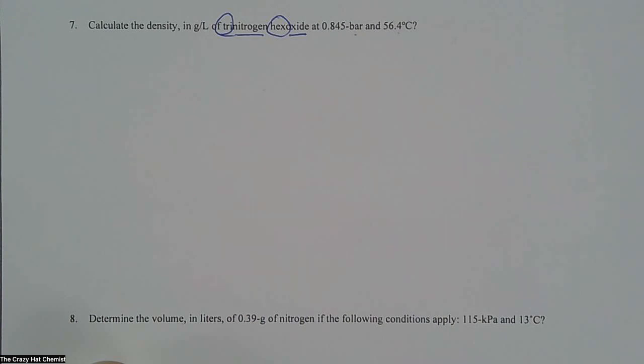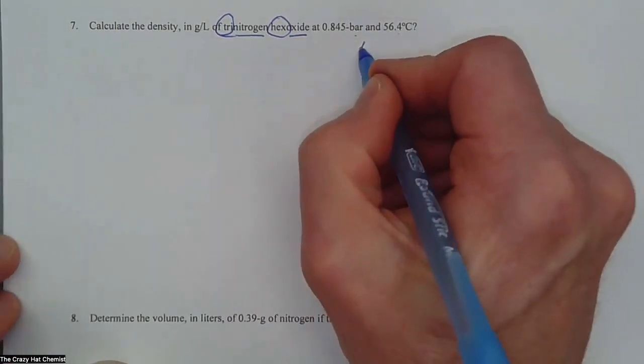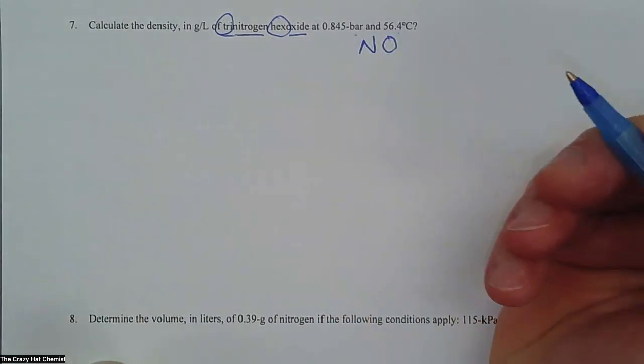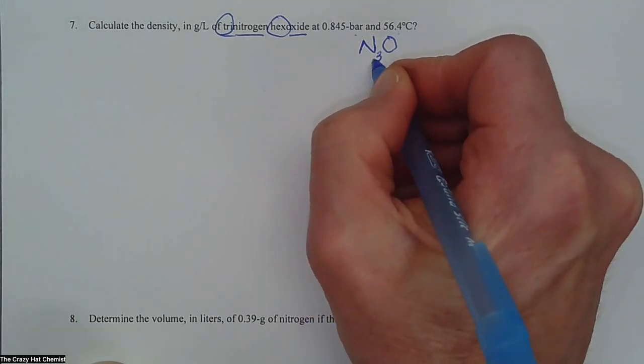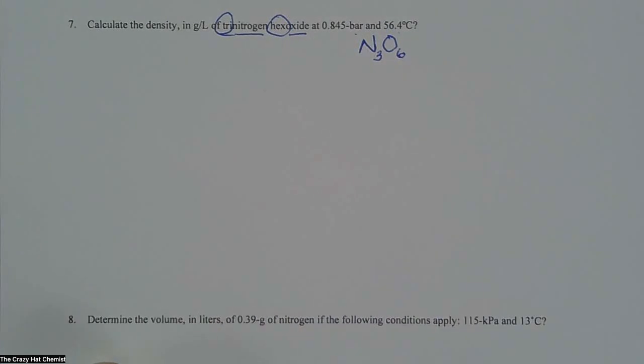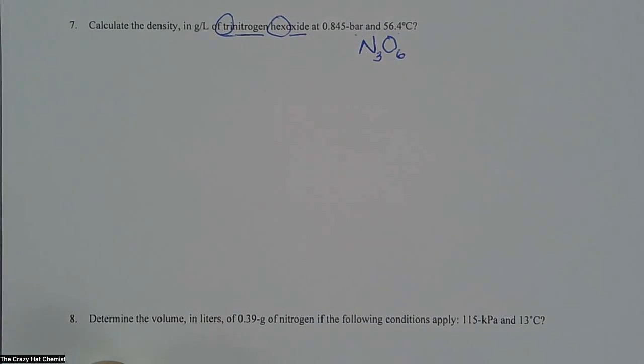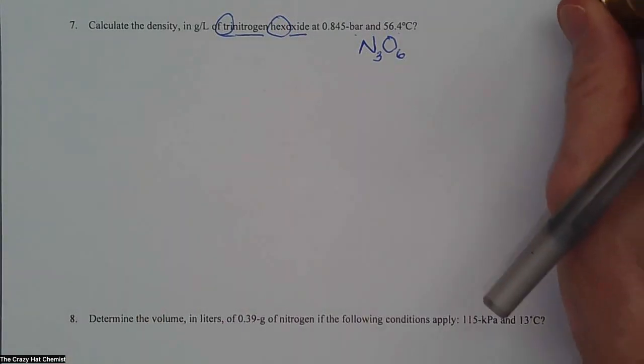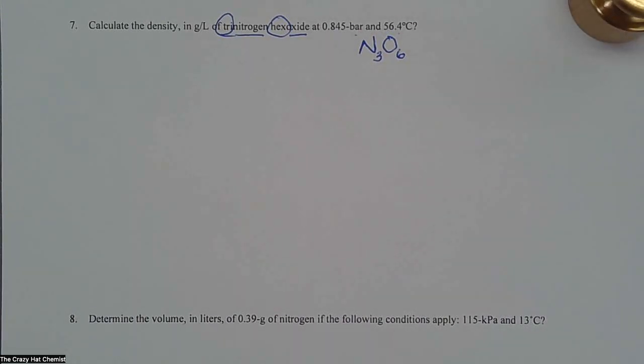All right. So what we're going to do is we need to first get the formula of trinitrogen hexoxide. Okay, so it's nitrogen oxide, and it's tri and hex. So you need to know your prefix naming. That's a binary non-metal compound that is a gas. All right, we're going to calculate the density.